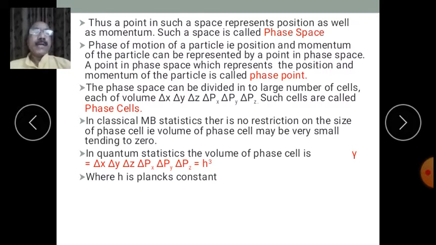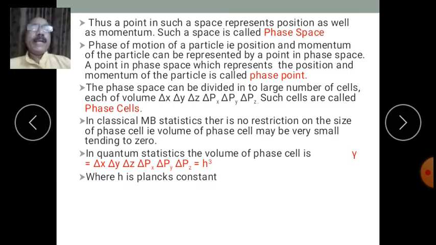But according to quantum statistics, there are two statistics which we call as quantum statistics: Fermi-Dirac statistics and Bose-Einstein statistics, isn't it? So we are going to discuss the details of these three statistics, that is classical statistics, which is Maxwell-Boltzmann statistics, and quantum statistics, which are Fermi-Dirac and Bose-Einstein statistics.